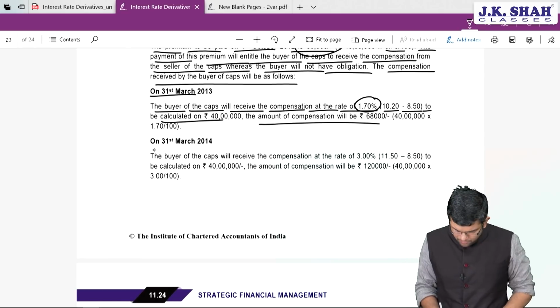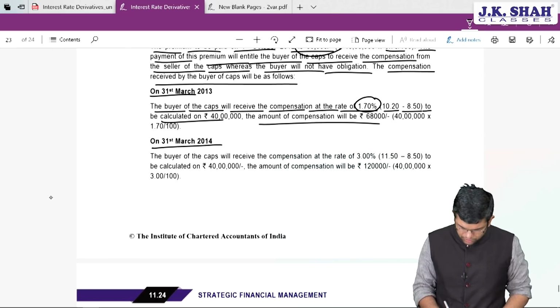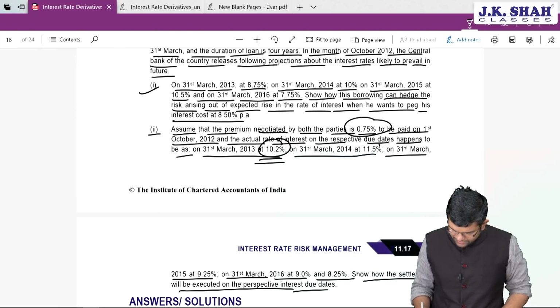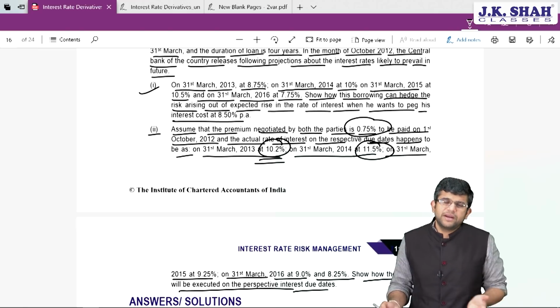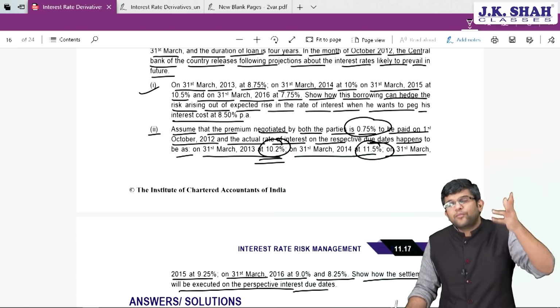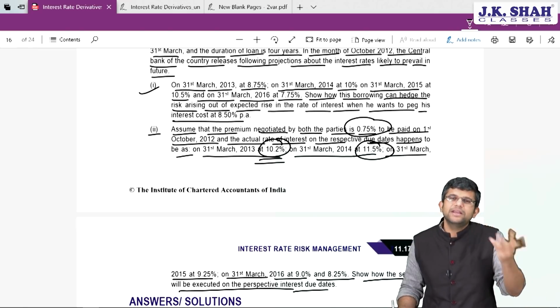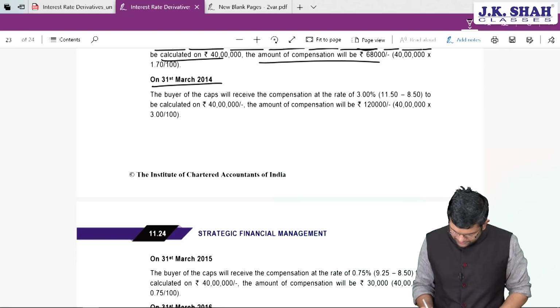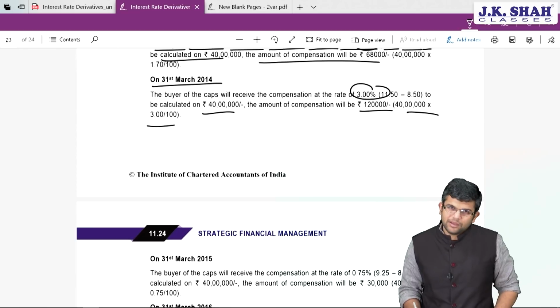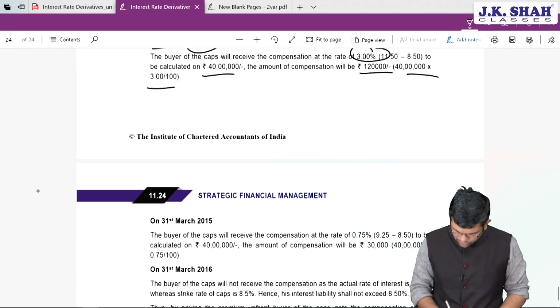Everybody following? Moving on to 31st March 2014. At that time it is 11.5. Again he will be compensated. 8.5 is the strike rate and 11.5, do you realize 3% additional compensation he will be receiving? And that's what they're saying here: 3% is the compensation on 40 lakh, which comes to 1,20,000, which he'll be receiving on 31st March 2014.